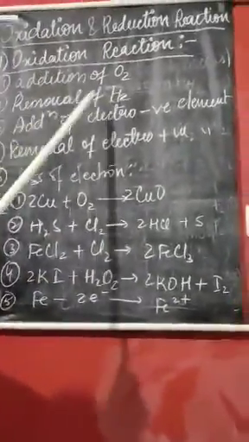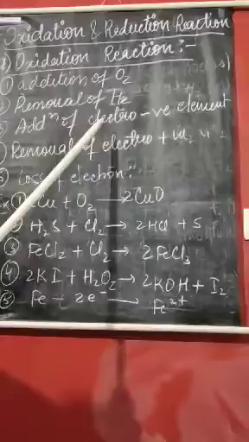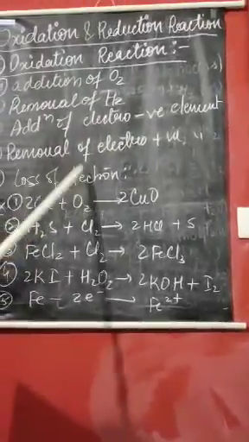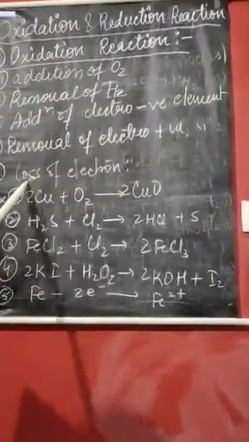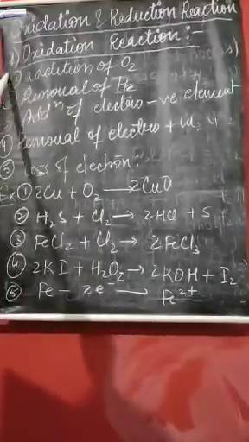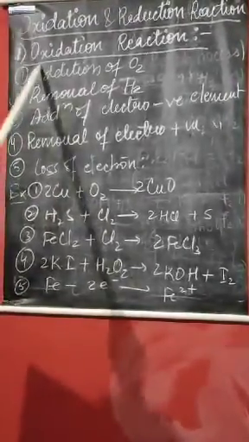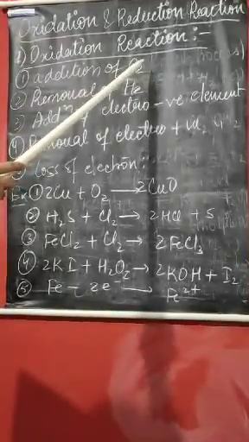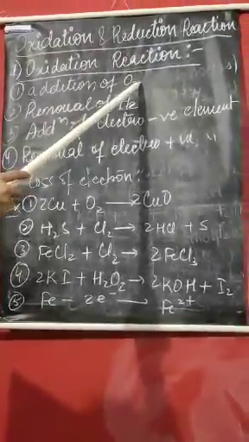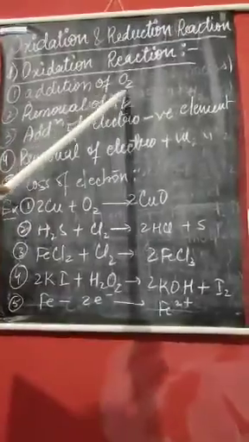Means whenever there is addition of oxygen or removal of hydrogen or addition of electronegative element or removal of electropositive element or loss of electron. Means if any of the conditions out of these five gets fulfilled, there will be oxidation reaction, such as for the case of first, addition of oxygen.